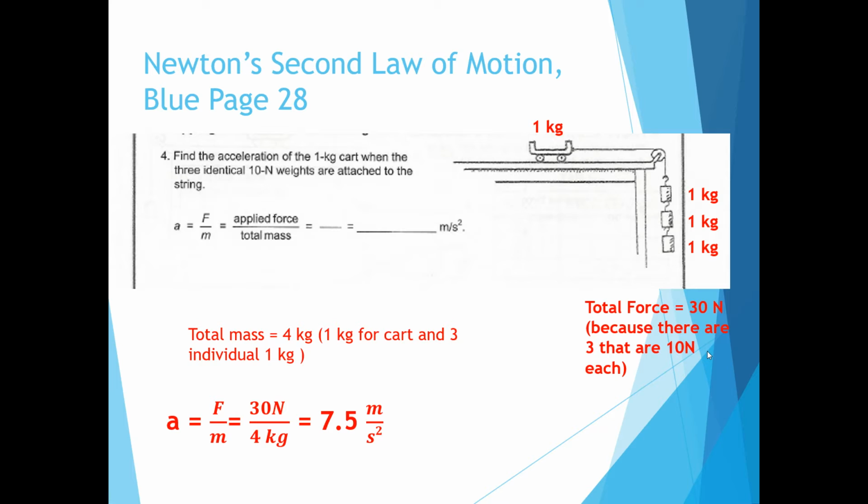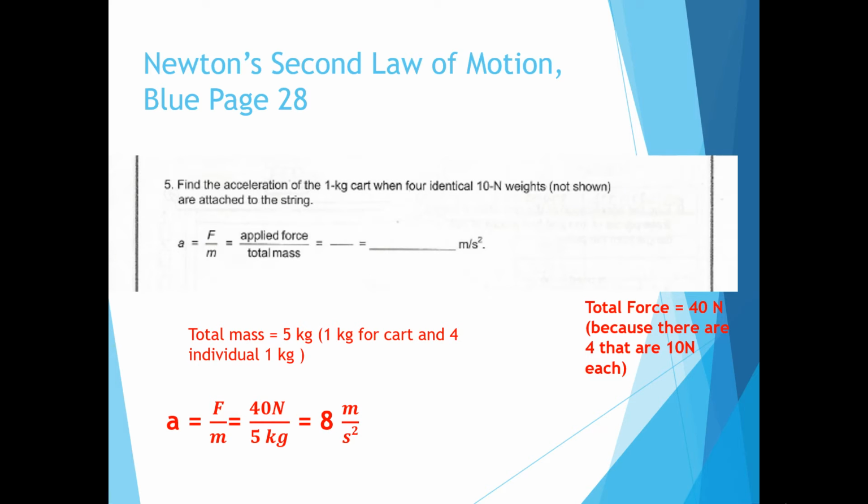Number 5 has you find it when you have 4 weights dangling off, but they don't have a picture. So now you're going to add 1 more kilogram, and you're going to add another 10 Newton force. For this one, you're going to end up with 40 Newtons for your force, 5 kilograms for your mass. So your acceleration is going to be 8 meters per second squared.